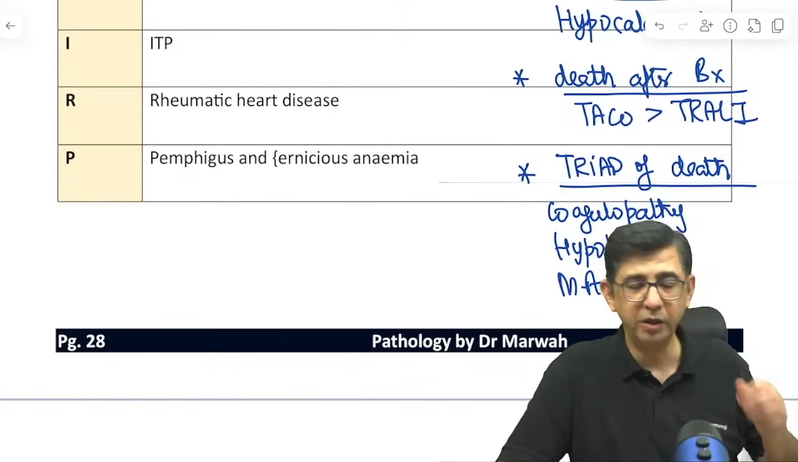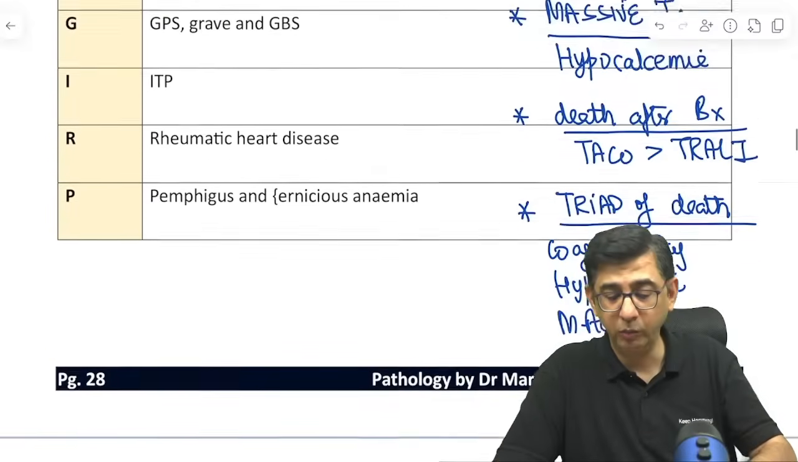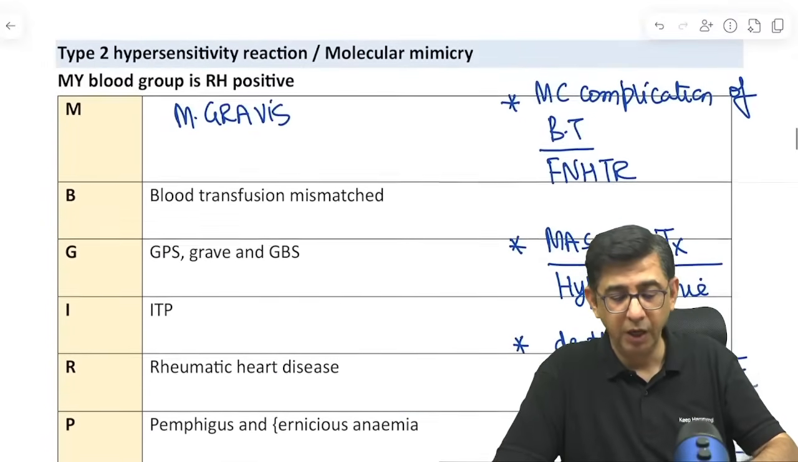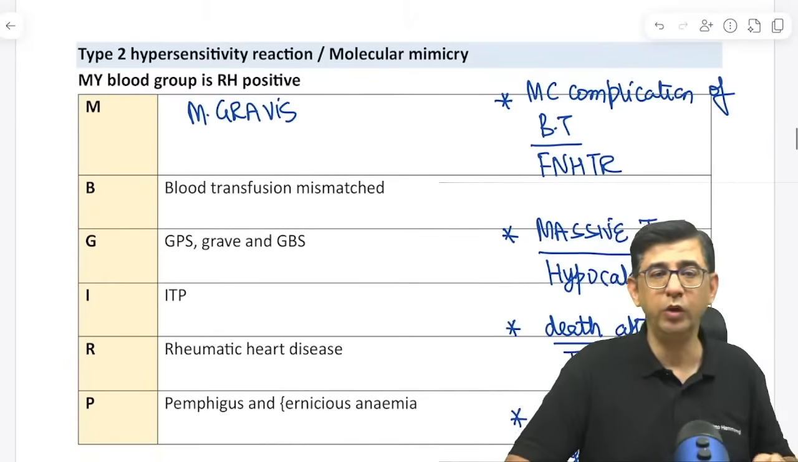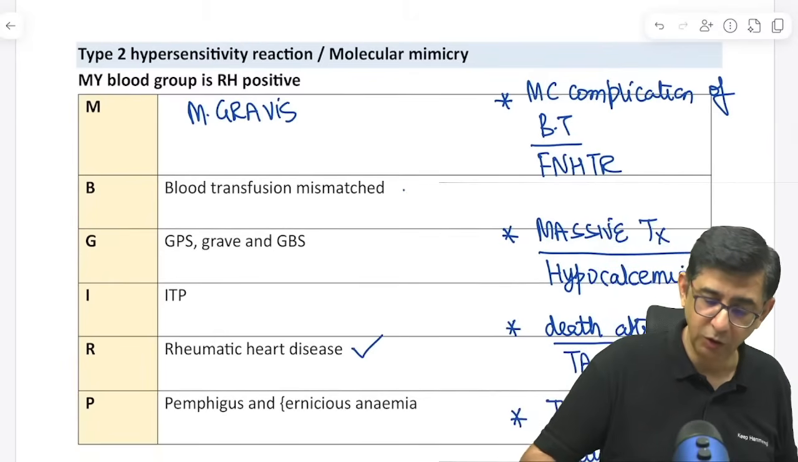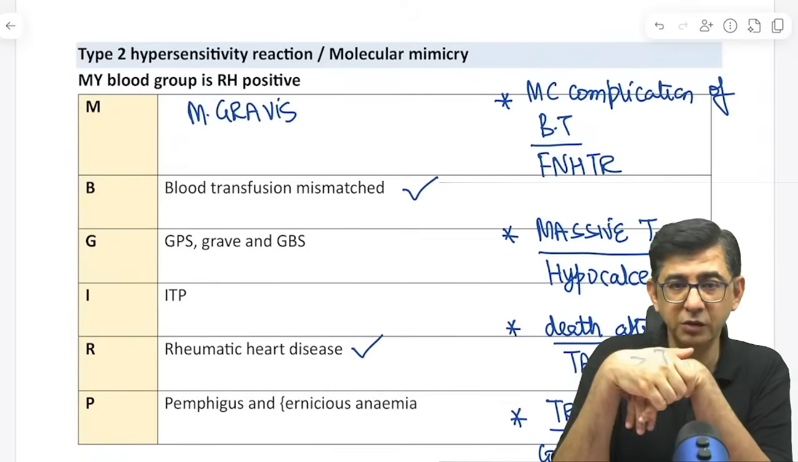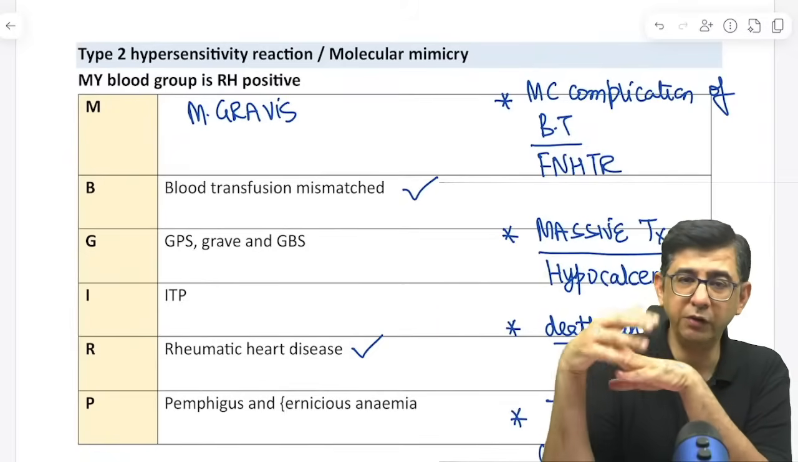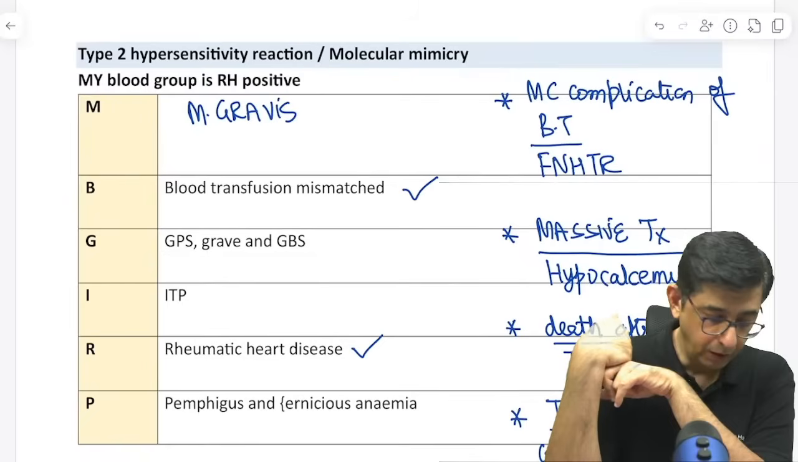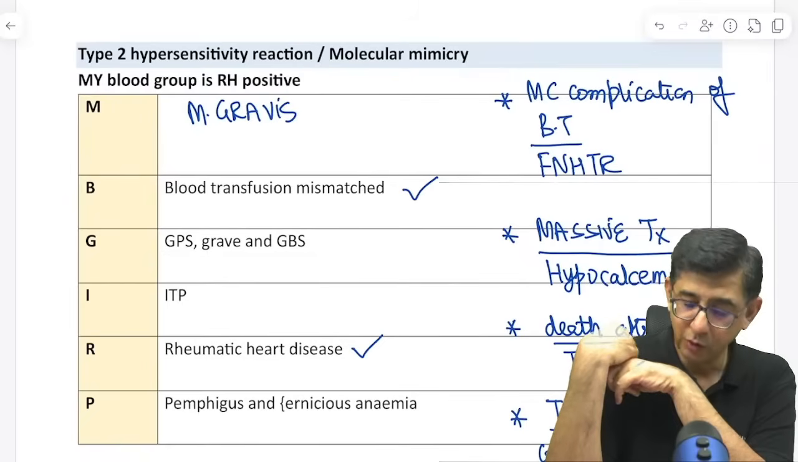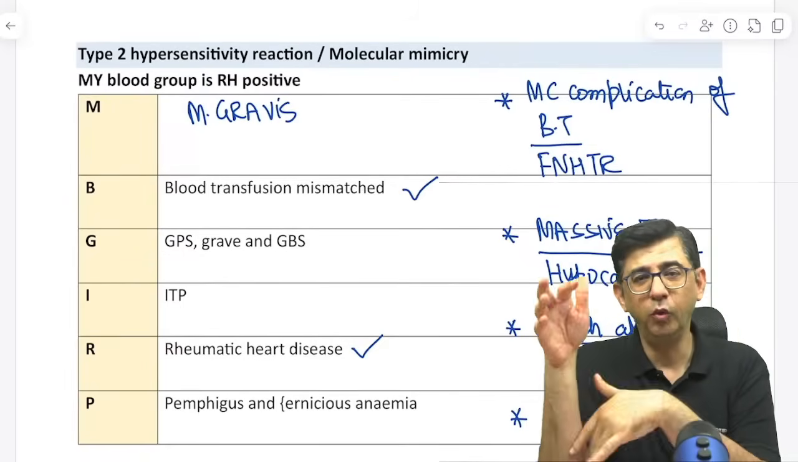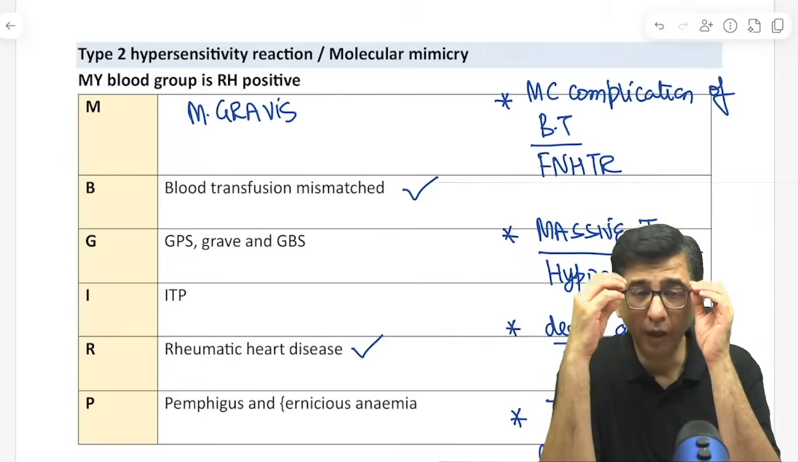What I have done here is I've compiled all the MCQs related to blood transfusion at a single place, and two must examples of type 2 hypersensitivity that they love to ask is always mismatched blood transfusion, and second one is rheumatic heart disease, where we have that fish mouth appearance of the heart valves due to mitral stenosis. Okay, yeah, hypothermia, acidosis, and coagulopathy. 4 and 6 MCQs covered at the moment.